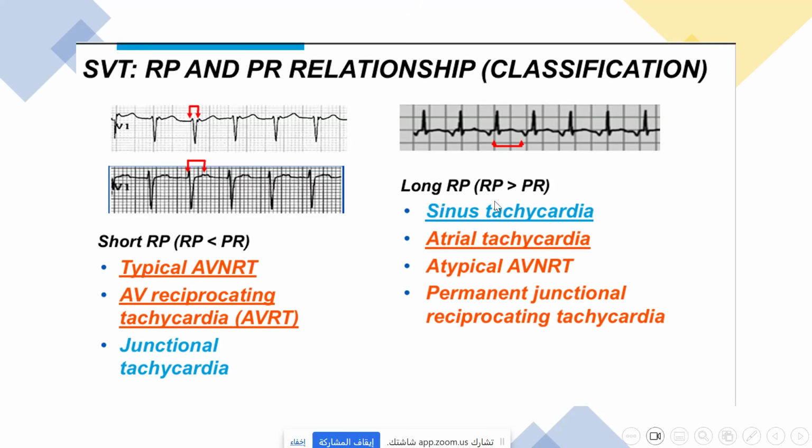For long RP tachycardia, the commonest one is sinus tachycardia. The next common are atrial tachycardia, atypical AVNRT, and PJRT, permanent junctional reciprocating tachycardia. All of these forms of tachycardia we will see in our practical session, inshallah.